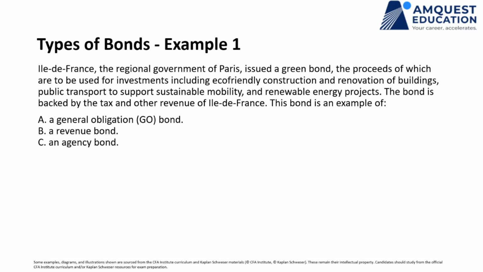Okay, another question. Ile de France, the regional government of Paris, issued a green bond, the proceeds of which are used for investment, including eco-friendly construction and renovation of buildings, public transports to support sustainable mobility and renewable projects. The bond is backed by the tax and other revenue of the Ile de France. This bond is an example of a general obligation bond, revenue bond, or an agency bond.